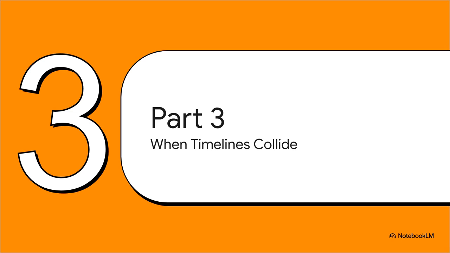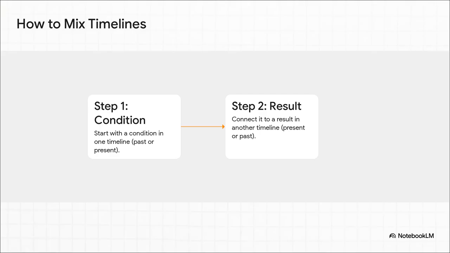Okay, deep breath. You've mastered visiting parallel presents. You've rewritten the past. Now, it's time for the expert level, combining them. This is where things get really interesting, where we can see how one single choice can create ripples across time. Now, this might sound super complex, but really, it's just a simple two-step process. It's like grammatical surgery. You take the if part from one conditional and the result part from another, and you just stitch them together. And what you get is this incredible cause and effect chain that jumps across timelines.